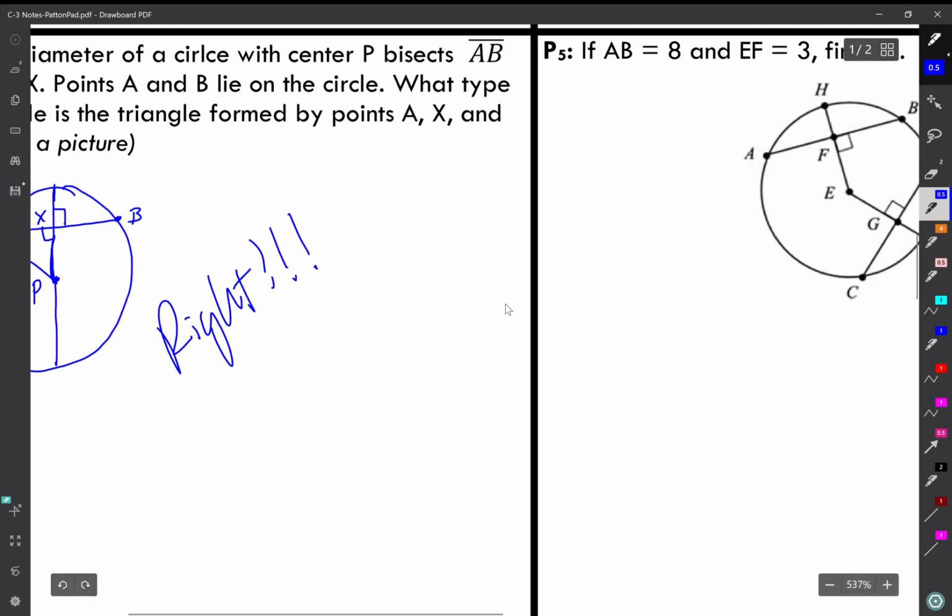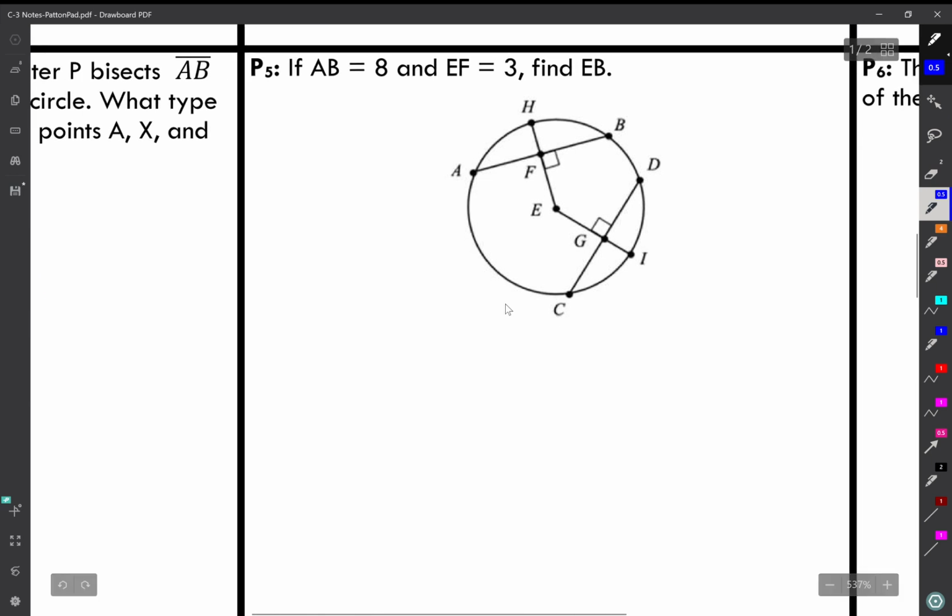from Pythagorean theorem. So if AB is 8, okay, the whole thing is 8. EF is 3. Find EB. So this is what we're finding. Okay. We know the whole thing right here is 8, but since this EH is perpendicular to AB, we know it's also bisecting it. So this little side right here has to be 4. So let's find EB. Call it X.